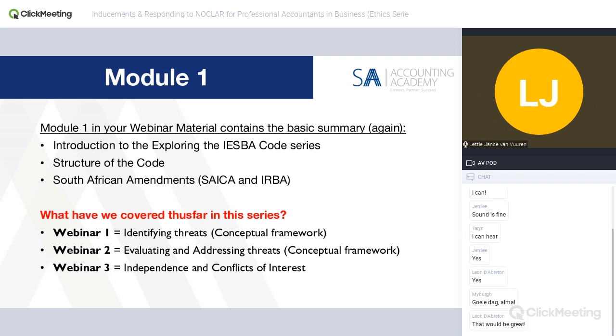All right. So our first webinar focused on the 5 fundamental principles, and we looked at step 1 being identifying threats. Our second webinar was also continuing with a conceptual framework dealing with evaluating threats and addressing those threats as step 3. So we've dealt with the 5 fundamental principles. We've dealt with the 3 steps in the conceptual framework that relate to threats. And our third webinar then focused solely on independence and then conflicts of interest.